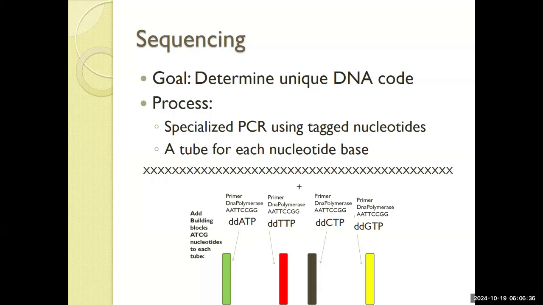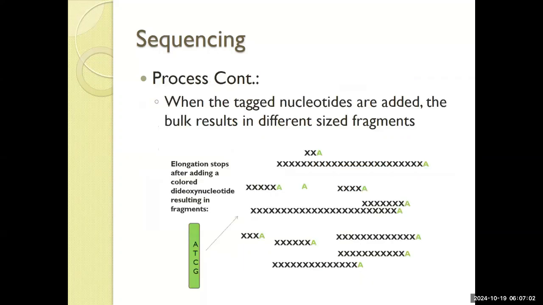To do so, you have to conduct a specialized PCR using some nucleotides that are radioactively tagged. And so a tube for each nucleotide base is used, one for the A's, one for the T's, one for the C's, one for the G's. Each of these tubes will also get primers, the same DNA sample, as well as a working DNA polymerase. And within each tube, we'll see that heating and cooling and slight heating shift cycle repeat.